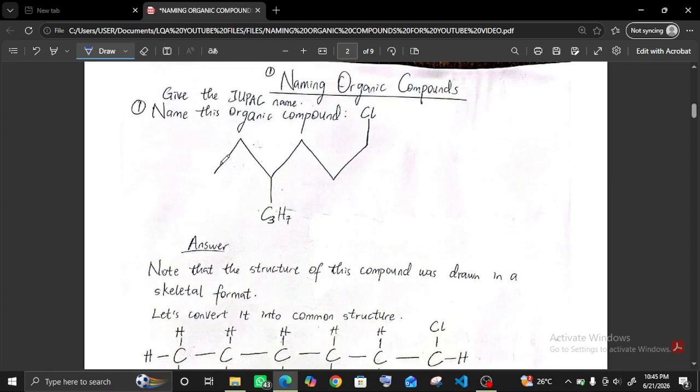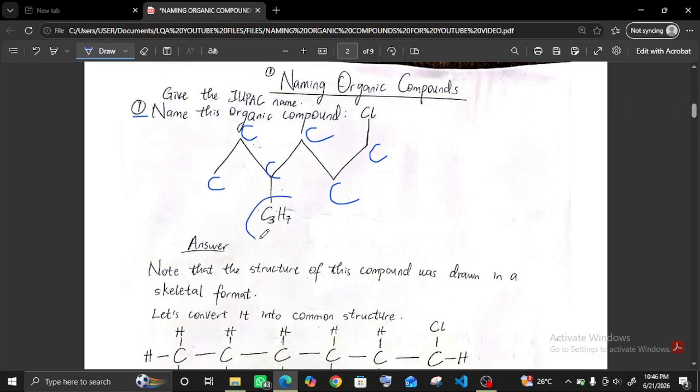Now, to name this organic compound, know that this is a skeletal structure. So this organic compound right here is question 1, drawn in a skeletal structure. In this skeletal structure, what they mean is there's a carbon atom here, another here, another carbon atom here, another here, another here, and another here. So there are 6 carbon atoms in total at all these junctions.